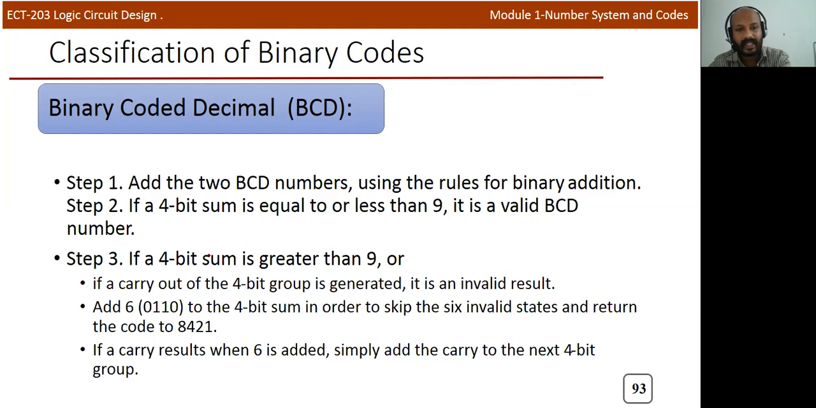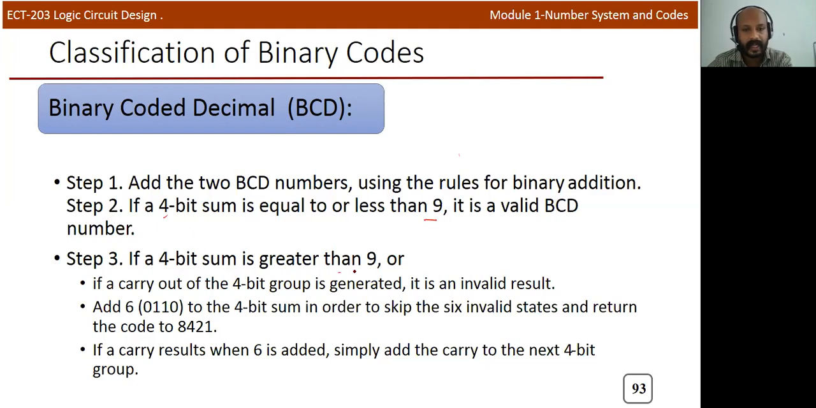First I will tell you the rule and later I will discuss one question. Then we will get an exact idea of what BCD addition is. If you want to add two BCD numbers using the rules of binary addition, just write the binary sequence and use the binary addition rule. Remember that we will take 4 bits at a time. If the 4-bit sum is equal to or less than 9, it is a valid BCD number, because if you add decimal numbers, the result can be more than 9. But if it is up to 9, it's a valid BCD number.